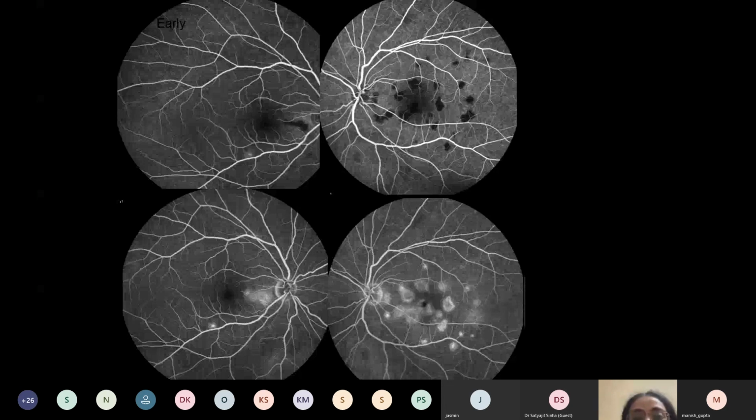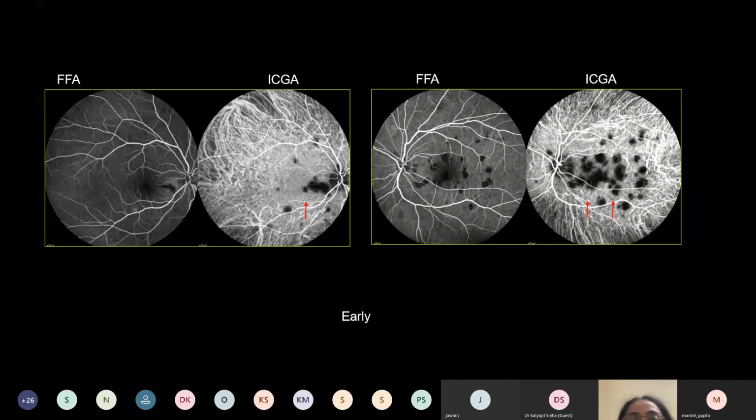So here we have, if you just look at the fluorescein, it shows that there are some hypo lesions in the left eye which become hyper in the late phase, but nothing typical of serpiginous-like choroiditis. And next, when we look at the ICG frames, so this is the combined FFA and ICG.